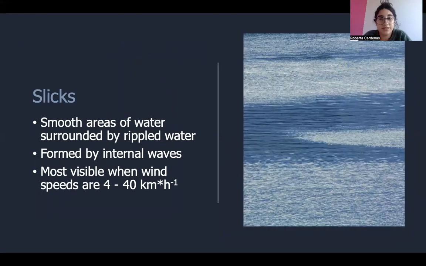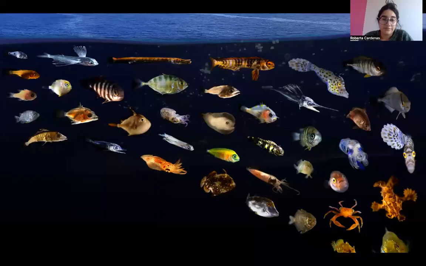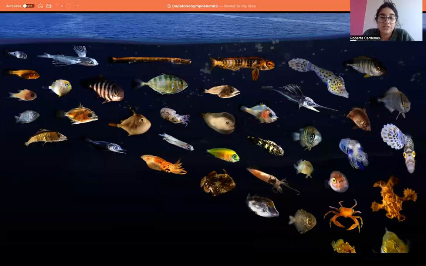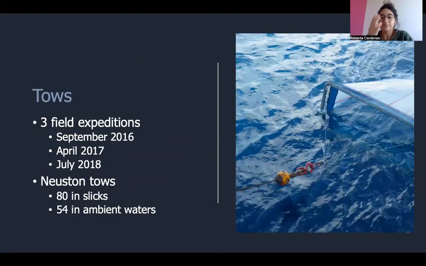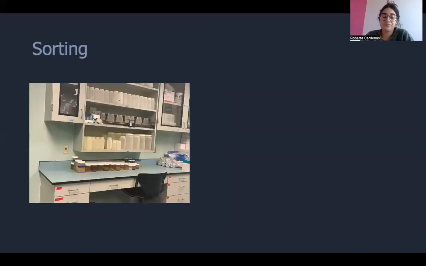The samples were collected inside and outside of slicks, and for a bit of background on what slicks are, they are smooth areas of water surrounded by rippled water. And these are very important for larval populations as they cause the larval organisms to accumulate within the slicks and can serve as nurseries. The samples were collected during 3 field expeditions ranging from 2016 to 2018, and they used neuston nets to collect the plankton inside and outside of slicks.